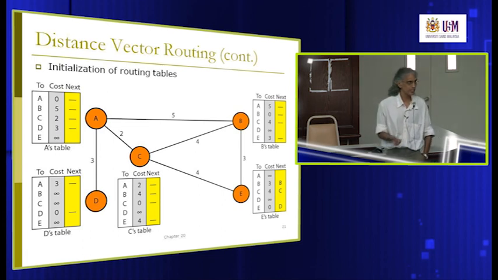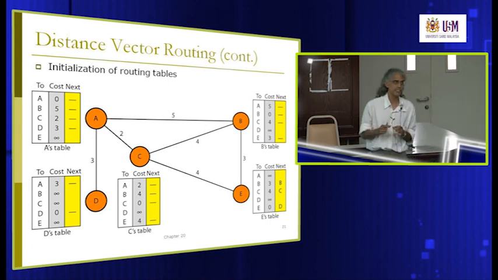Now what happens is that after this initialization, each router already has some kind of temporary, or rather not finalized, routing table. So each router is going to start exchanging its incomplete routing table with its neighbors. A will send this table to D, to B, and also to C, wherever it is connected directly. D will also send whatever it has to A, and C will send to A and B. Everybody will send to their neighbors. So each router will be getting incomplete routing tables from its neighbors. Then we start comparing.